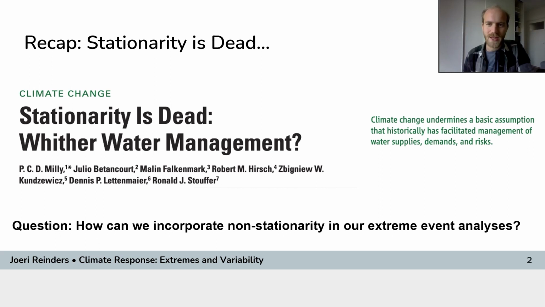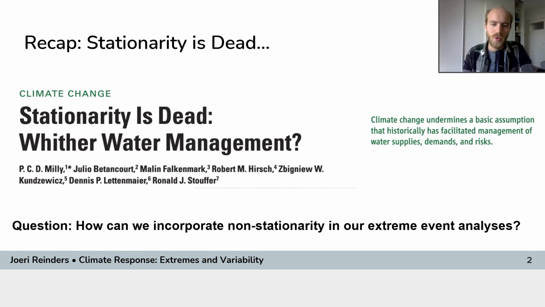So just a little bit of a recap. Stationarity was the assumption that we often make that our record stems from one distribution only, with one fixed set of parameters that doesn't change over time. We have seen that climate change makes that a little bit impossible, that stationarity is not really a thing most of the time anymore, and that those parameters change over time, so we need to account for that to really predict 100-year floods or 100-year droughts.